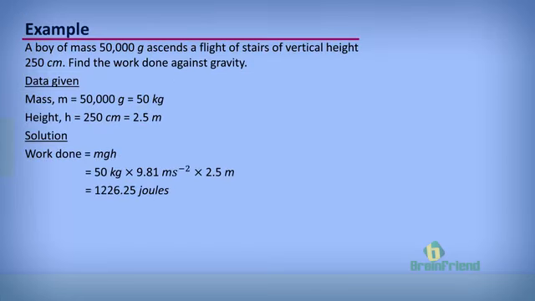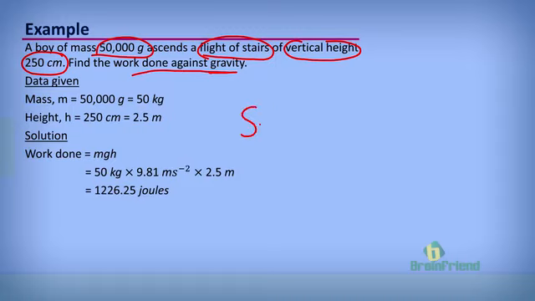Now let's see an example. A boy of mass 50,000 grams ascends a flight of stairs of vertical height 250 centimeters. Find the work done against gravity. Now you can see from our question, remember I said we work with the SI units. So we need to make some conversions. First, the 50,000 is in grams and the height is in centimeters. And remember the SI unit for mass is the kilogram and the SI unit for length is the meter. So we need to convert 50,000 grams to kilograms.